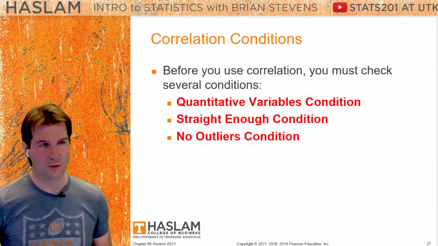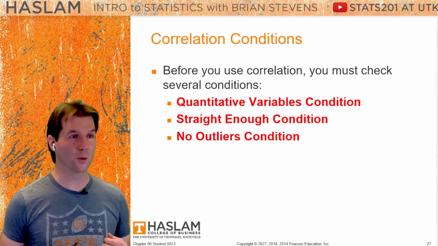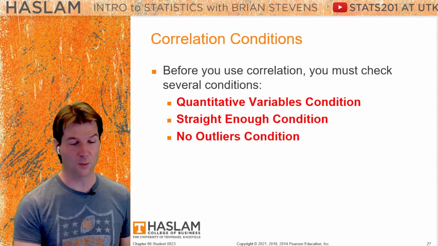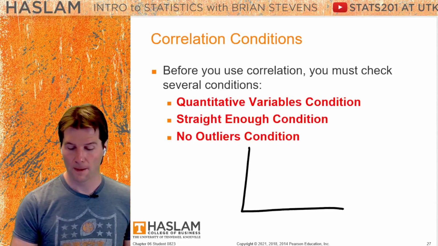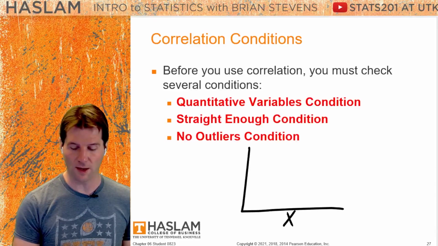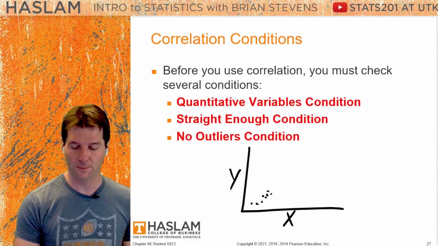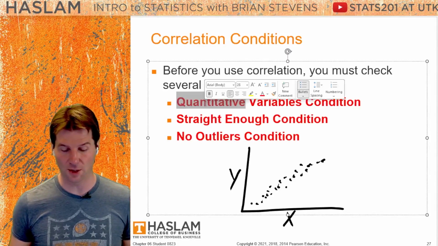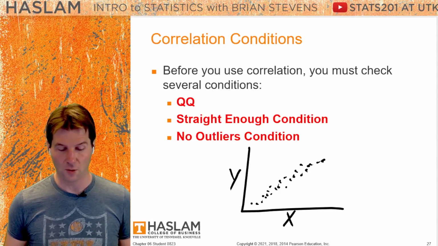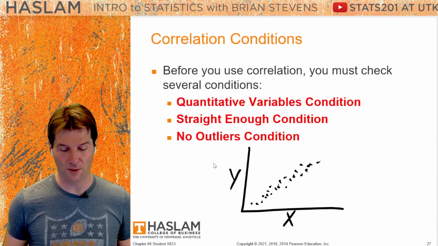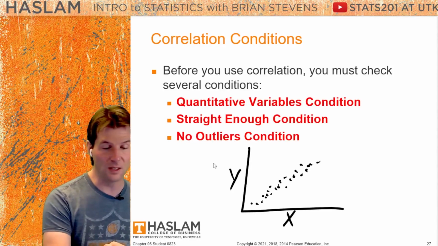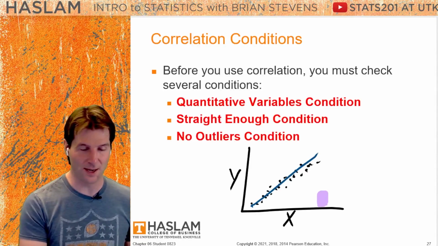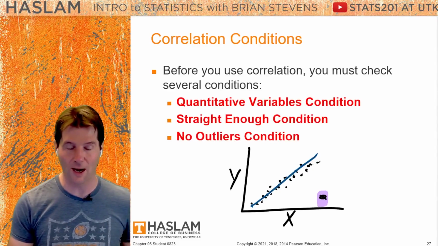Now we've got our conditions. To do these ideas, we need to make sure we're doing them properly. Just like with the normal curve, we need to make sure our data is normal. Well, with scatter plots, we said, there are two quantitative variables. So we have here a quantitative x and a quantitative y. I like to call this condition QQ. So QQ, two quantitative variables. Straight enough. Straight enough means it kind of follows a straight line, and then no outliers is what it says it is. And I had my students chant QQ, straight enough, no outliers.